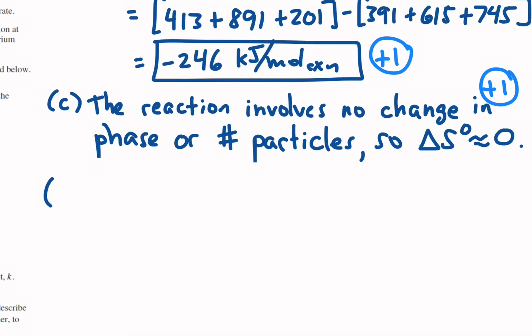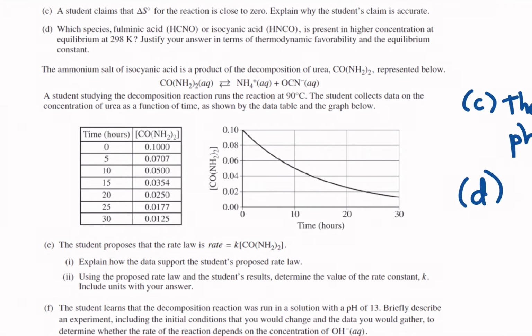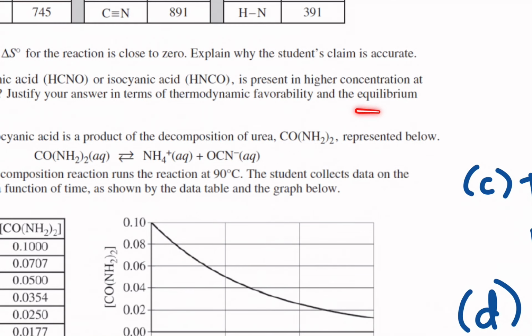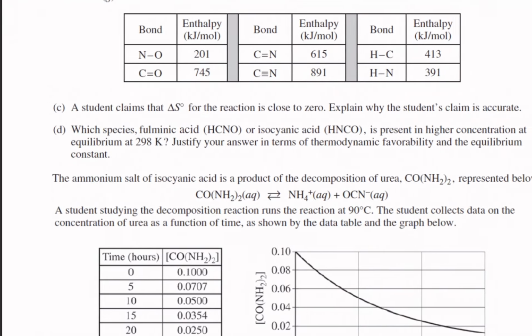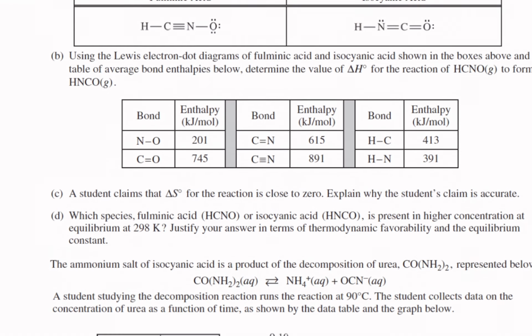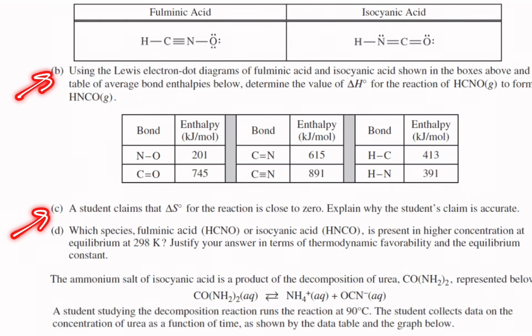And then we're off to part D. D, still talking about thermochemistry stuff. Which species, the fulminic acid or the isocyanic acid, do you think is going to be in the higher concentration when we're at equilibrium? Justify in terms of thermodynamic favorability. Thermodynamic favorability and the equilibrium constant make me think of things related to delta G. That's what I'm trying to imagine. And since this is part D, a good tip is think about what they just had you do in the previous parts of the question.